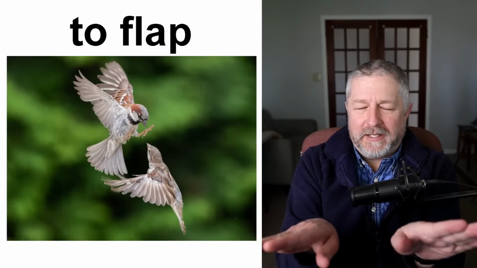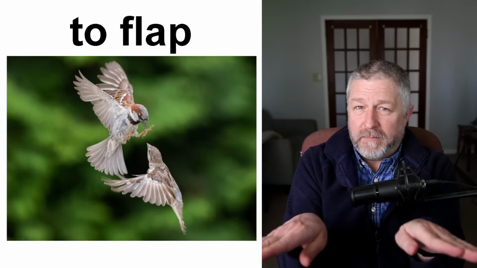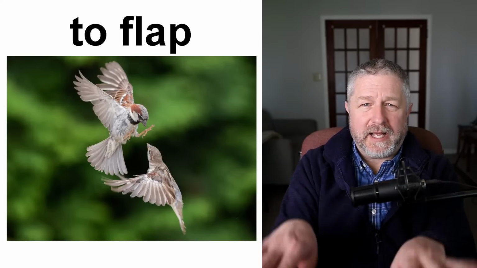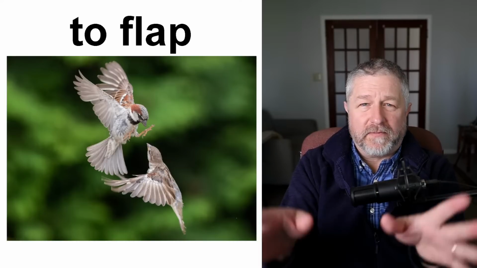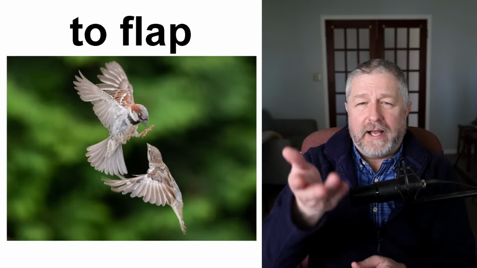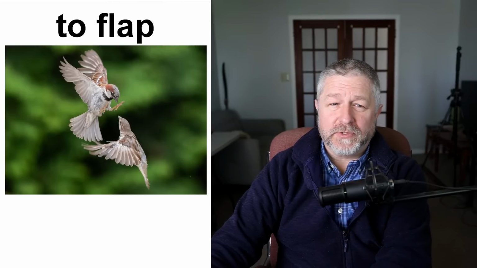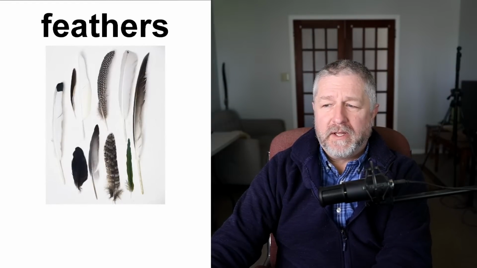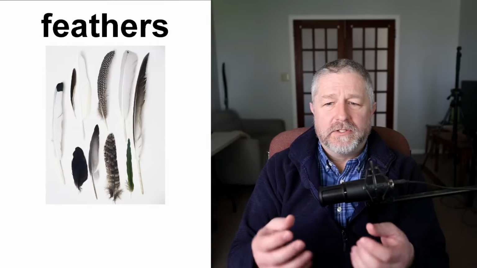An airplane has rigid wings and it generates lift by moving through the air. A bird has wings that it can flap. This is the verb we use. As the bird flaps its wings, that will generate lift. So that's how a bird is able to fly. And also because a bird has feathers. The feathers very much help the bird to fly.